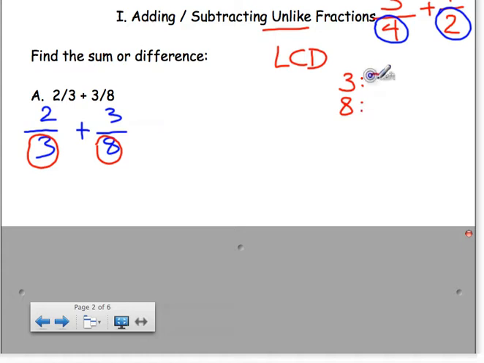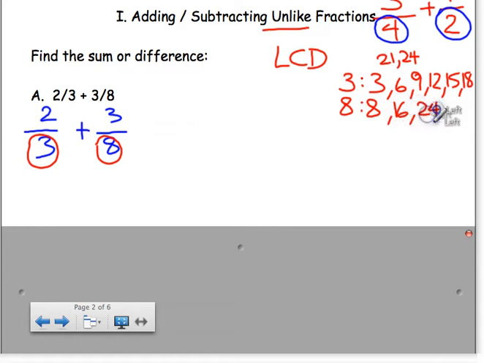If I list out 3, it's 3, 6, 9, 12, 15, 18, keep going, 21, 24. Listing them out for 8 would be 8, 16, 24. That's one way for me to see that the least common denominator should be 24. I could also use the cake method.